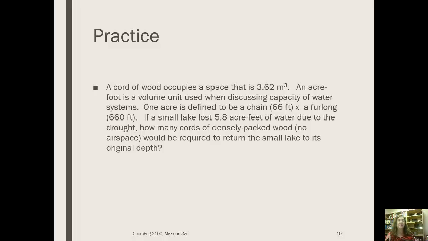So, a small lake has lost 5.8 acre-feet of water due to a drought. And what we want to do is artificially bring that lake level back up by adding cords of wood. We're going to assume no airspace. So how much wood would I need to dump in there to get it back to its original depth? Now that's a bizarre thing to do. Totally fictitious, but we can do this problem.